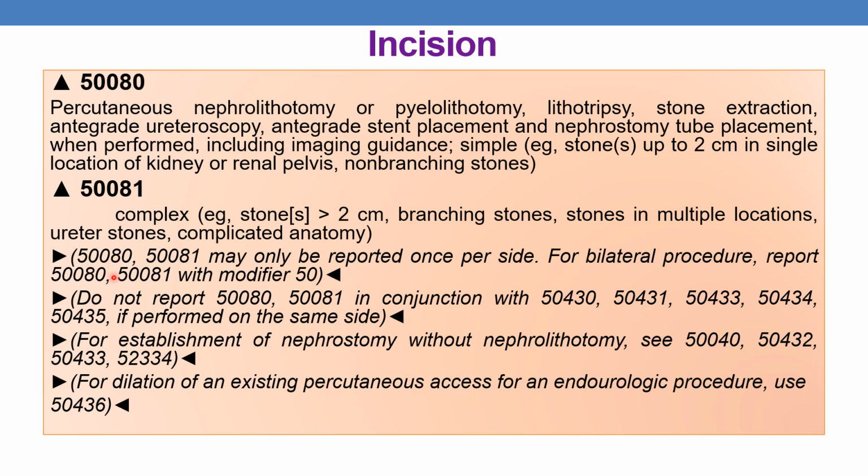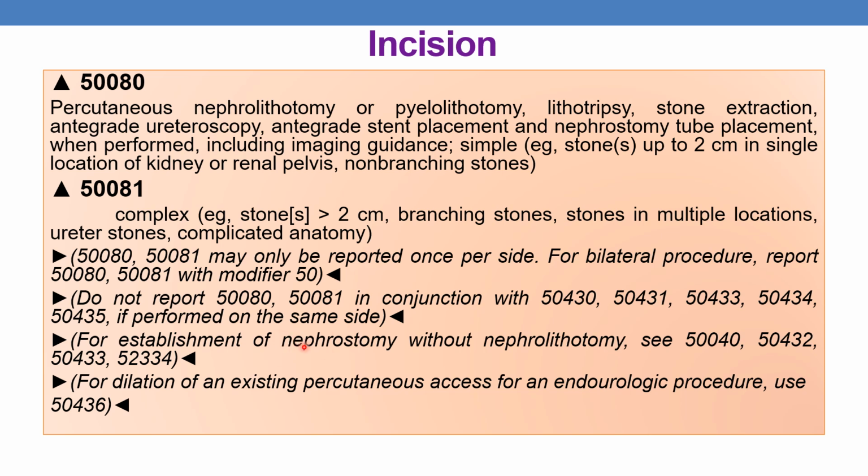And as we have discussed earlier, 50080 and 81 may be reported once per side, and for bilateral procedure, you need to append 50 modifier. And do not report 50080 and 50081 in conjunction with 50430, 431, 50433, 434 and 50435 if performed on the same site.